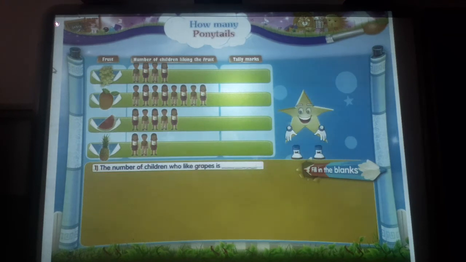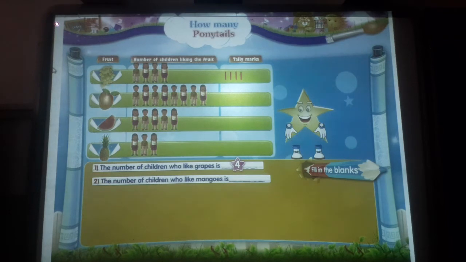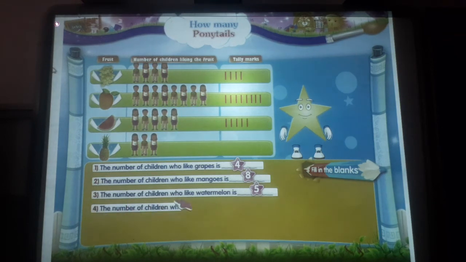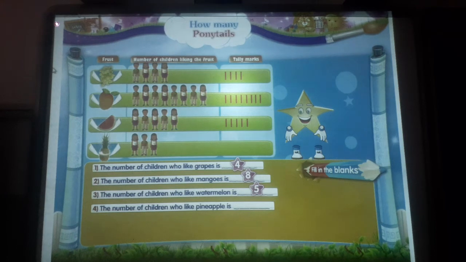The number of children who like grapes is 4. The number of children who like mangoes is 8. The number of children who like watermelon is 5. The number of children who like pineapple is 3.